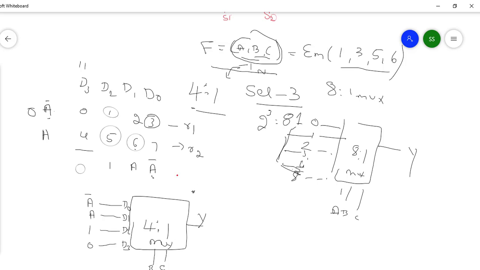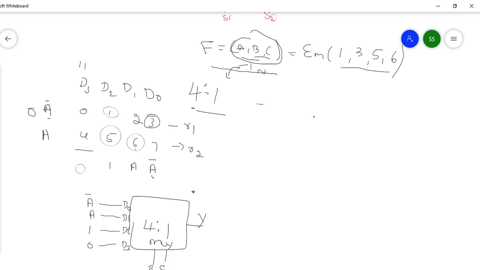In this question, f of ABC is equal to summation of m 1, 3, 5, 6. You can do 8 is to 1 mux. If it is not mentioned anything, go for 8 is to 1 mux. Actually 8 is to 1 mux doing is very easy. Okay, simply draw the line and make it like this, and it is something like 8 is to 1 mux.